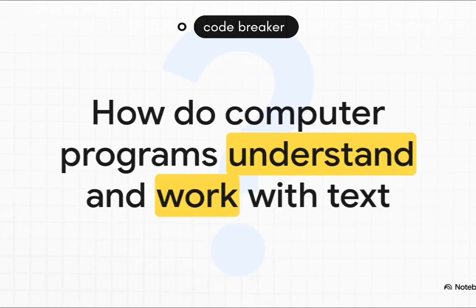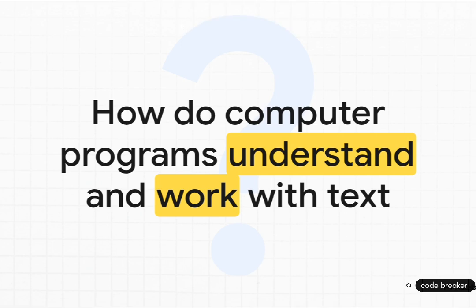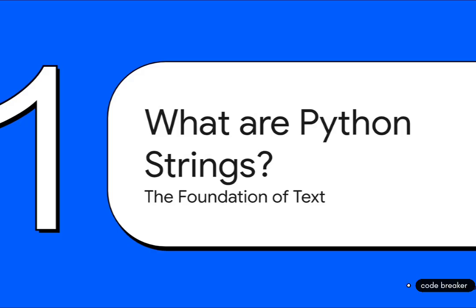So let's kick things off with a question. Think about it. Computers, at their core, they just get numbers, ones and zeros. So how in the world do they handle text? How does a program work with your name, a password, or even a sentence from a book? Let's figure that out. Well, the answer is our very first building block, something called a string. This is how Python handles pretty much any text you can think of.